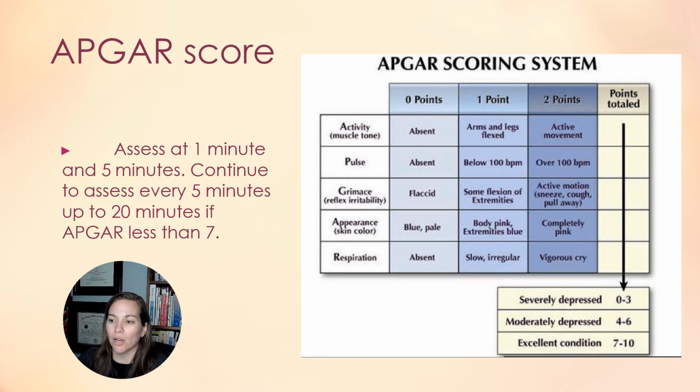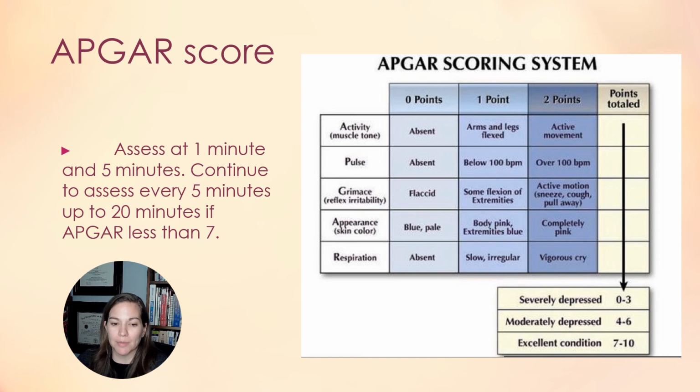All right, and then appearance refers to the skin color. Completely blue or pale is 0 points. Completely pink is 2 points. Completely pink is pretty uncommon and rare, actually. Most babies will get 1 point in this category, where their body is pink but their extremities are blue. And that's just because of their circulation. That's called acrocyanosis. And it's normal in the first 24 hours. As long as their trunk is pink, their hands and feet can be blue, and that's still within normal.